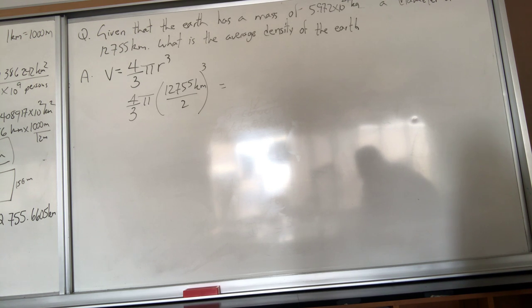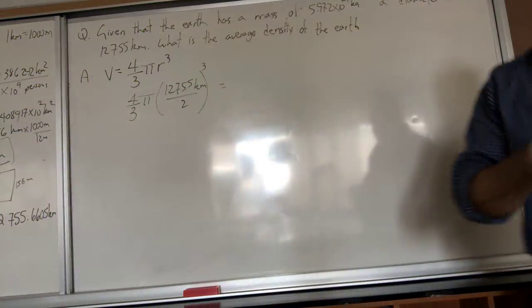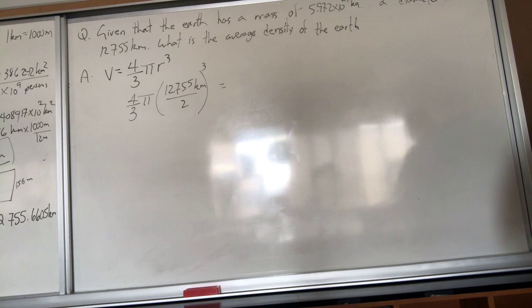The phones have a calculator, I understand, but it's not as user-friendly as a real calculator. So 12,755 kilometers divided by 2 gives you 6,377 kilometers. That's the radius. But now we're going to raise that radius to the power of 3 because we're trying to find a volume. I can hardly breathe here. So we're going to raise that to the power of 3, and we get 2.5938890 times 10 to the power of 11.